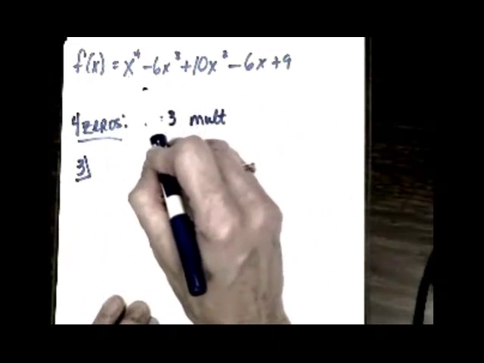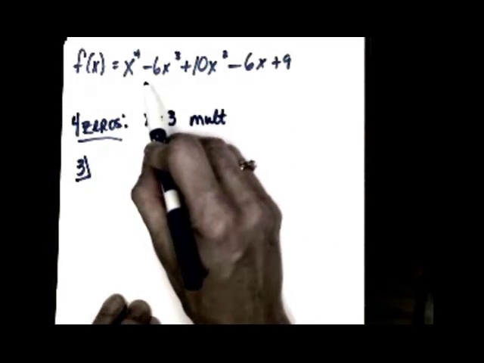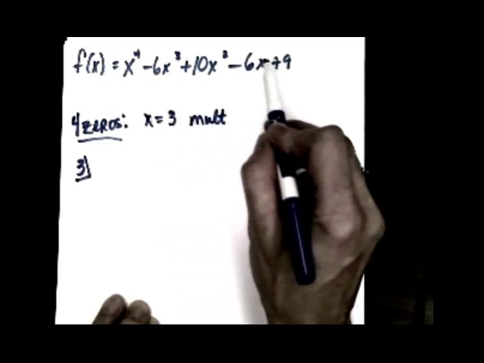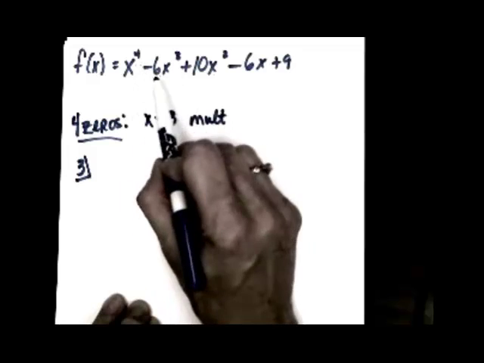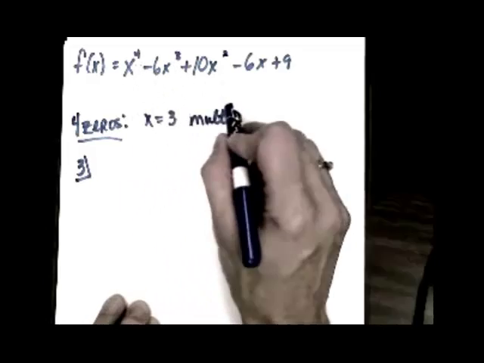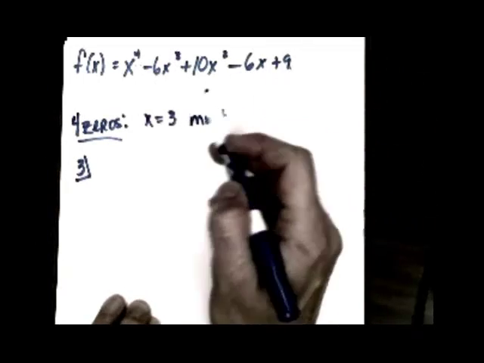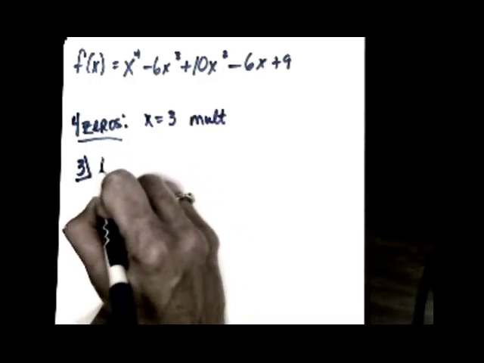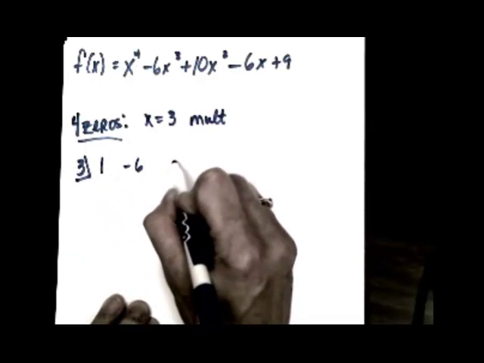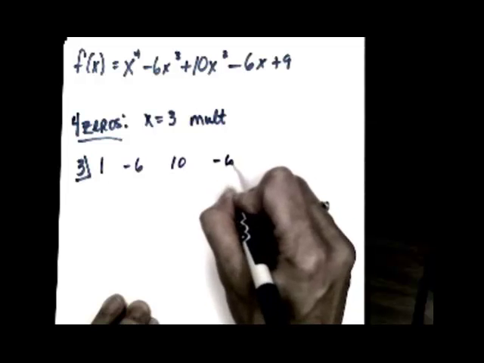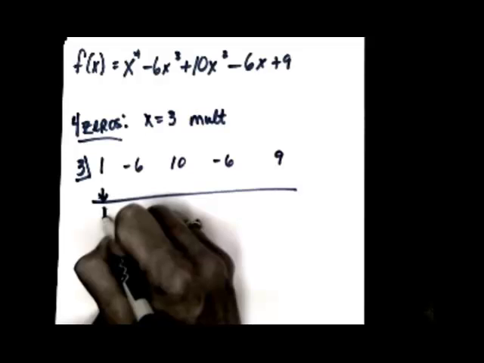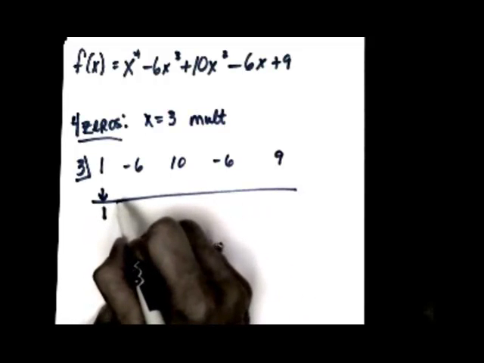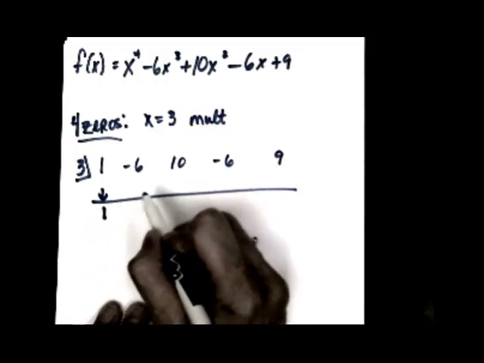Remember, in synthetic division, you look for the correct order of the terms and missing terms. This one doesn't have any missing terms. This is x to the 4th minus 6x cubed plus 10x squared minus 6x plus 9. Your coefficients for synthetic division are 1, negative 6, 10, negative 6, and 9. Remember, we begin by bringing down the 1, and after that we repeat our process, multiply and add.